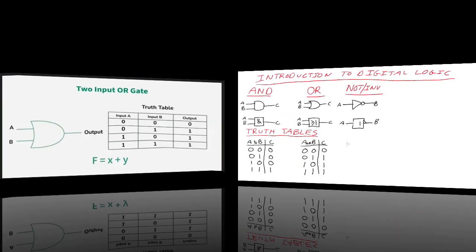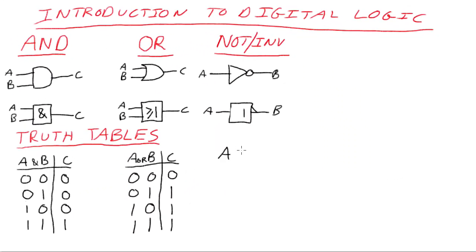That's our OR gate. And our inverter is incredibly easy too. We only have one input A and we have one output B.